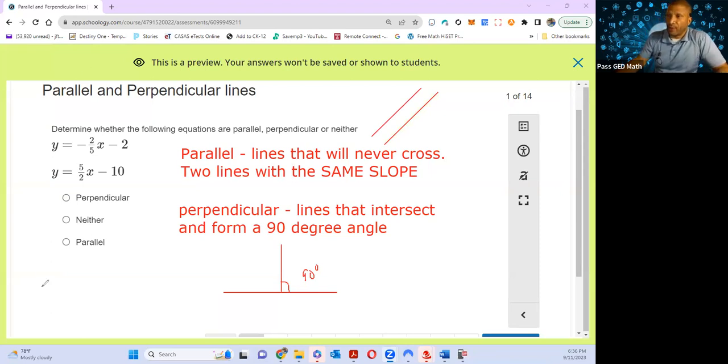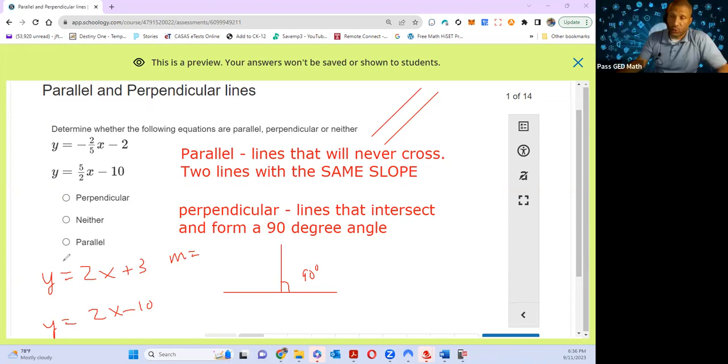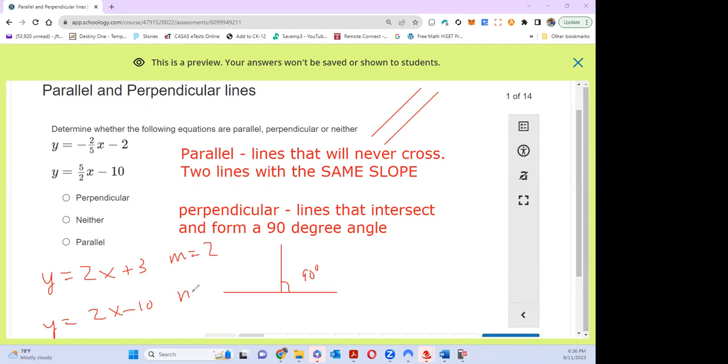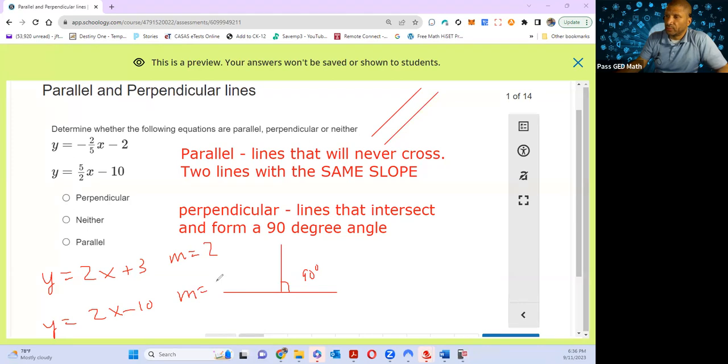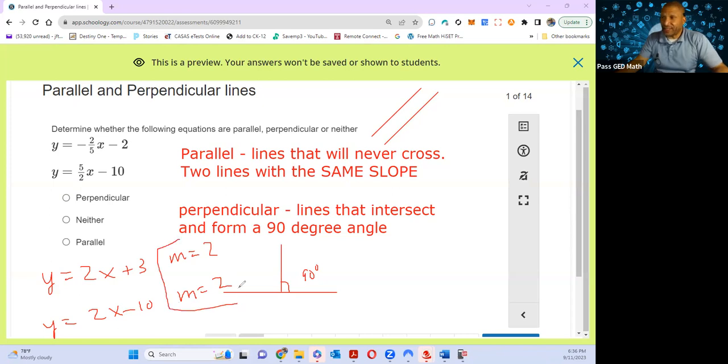Okay. So if y equals 2x plus 3, and y equals 2x minus 10, for this first equation, what is the slope? For the two equations I just made up right here. 2. For the second equation, what's the slope? The slope is 2. Because they have the same slope, these two lines are parallel.